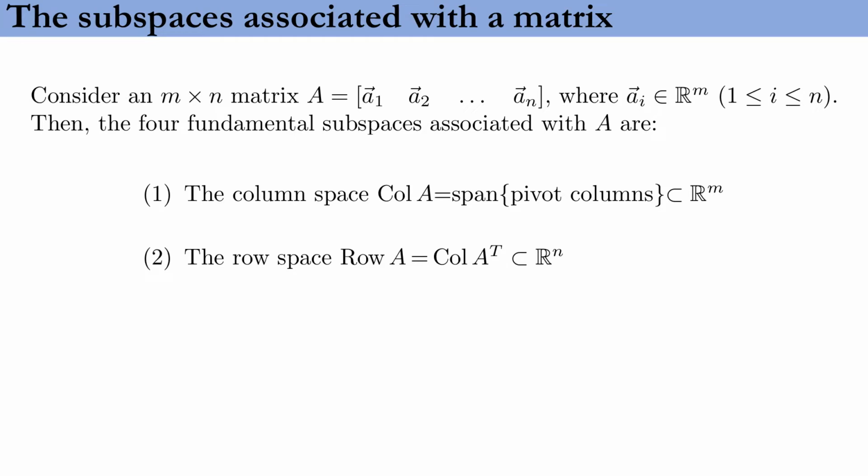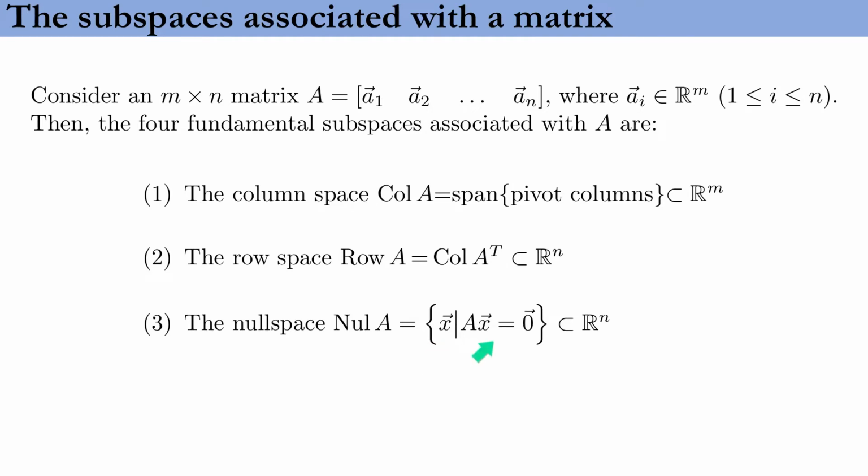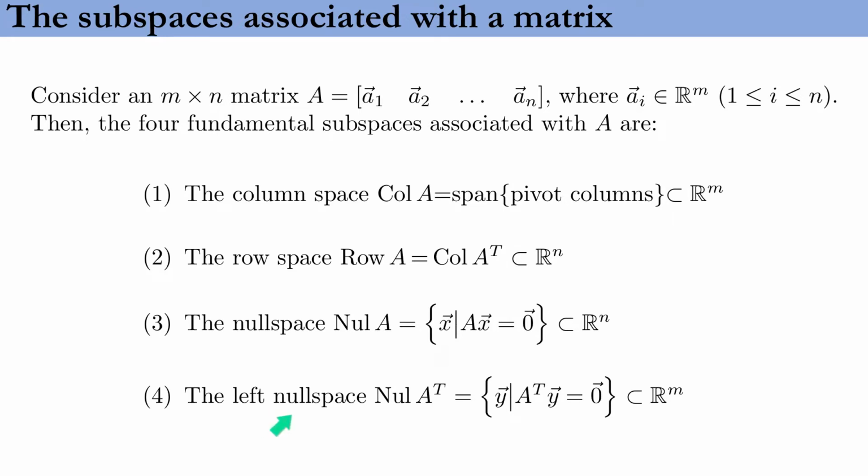the row space, which is the column space of A transpose, and that is the span of the pivot columns of A transpose, the null space, which is the vectors x such that A times x is equal to 0, and finally the left null space, or the null space of A transpose, which is the vectors y such that A transpose times y is equal to 0. Notice that the column space is a subspace of Rm, the row space is a subspace of Rn, the null space is a subspace of Rn, and the left null space is a subspace of Rm.